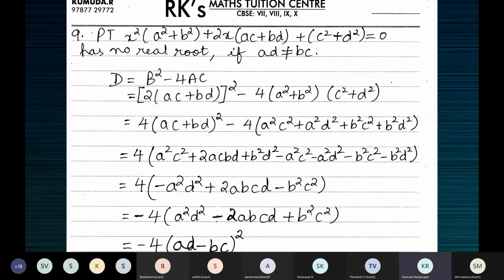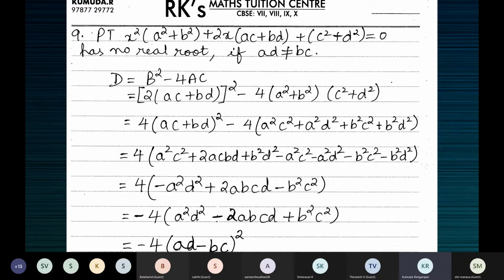While here you will have to find the discriminant and show that the discriminant is negative. So when you're finding the discriminant, you're working with an expression. When you're finding b square minus 4ac, you're working with an expression, not an equation. We are working with an expression where you can only take out 4 common because 4 is common.